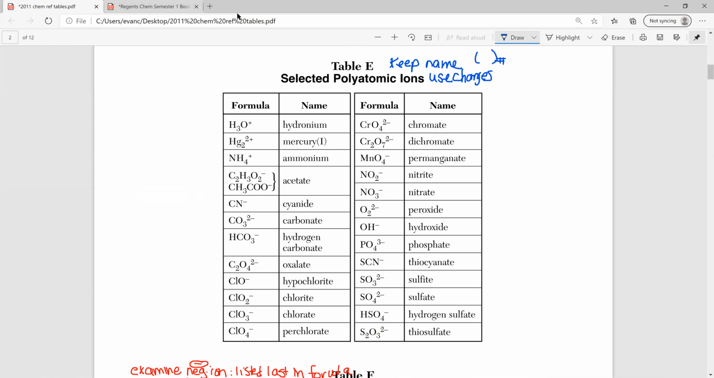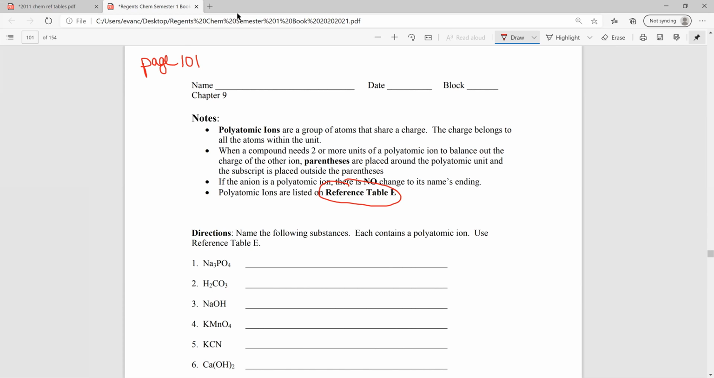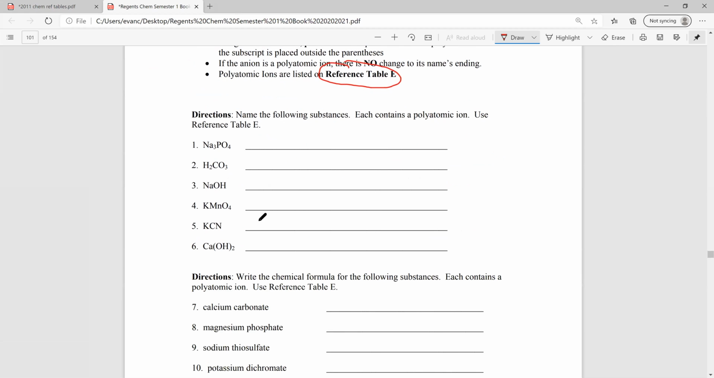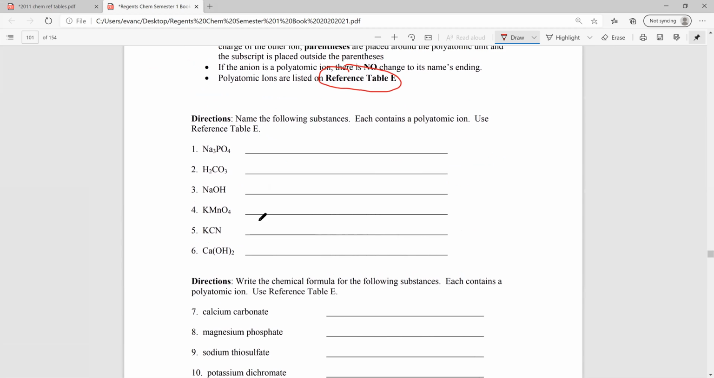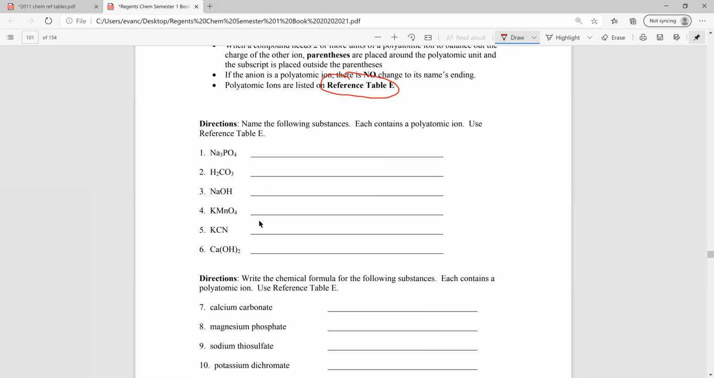All right, so let's go back to our page number 101. And we are going to start doing some naming of these compounds. All right, so our first one is, remember, the metal or the first element always keeps its name. I'm also going to use table S if I don't know the name that goes with a symbol. So Na is sodium.